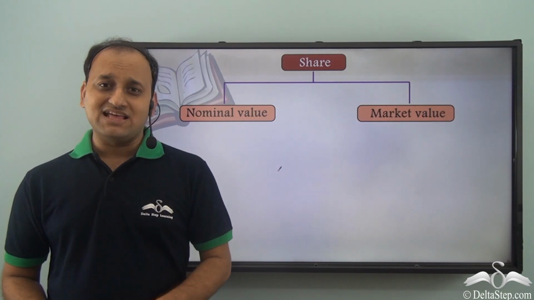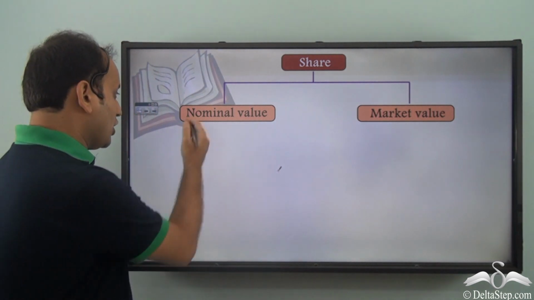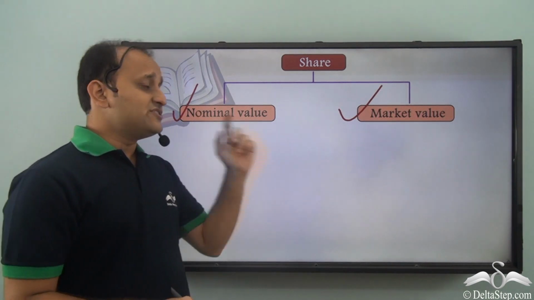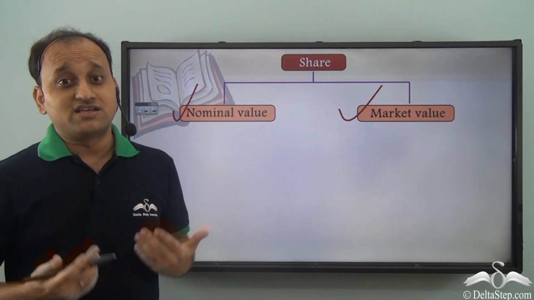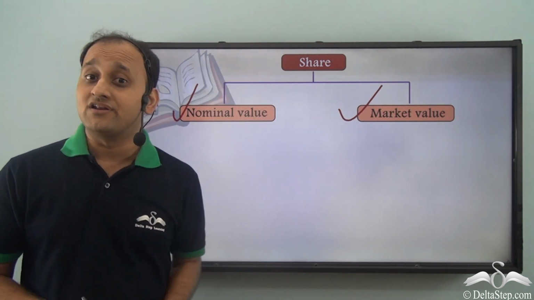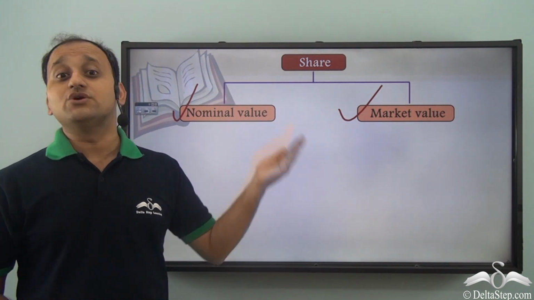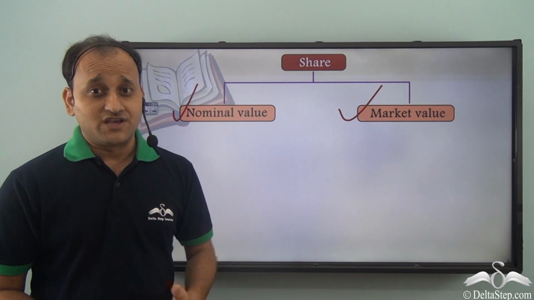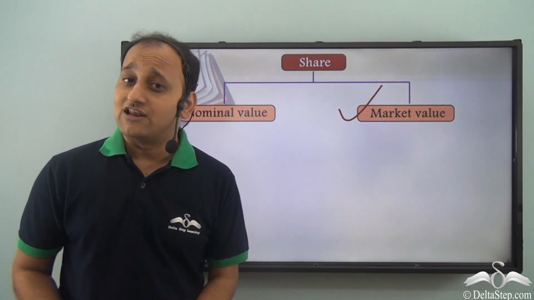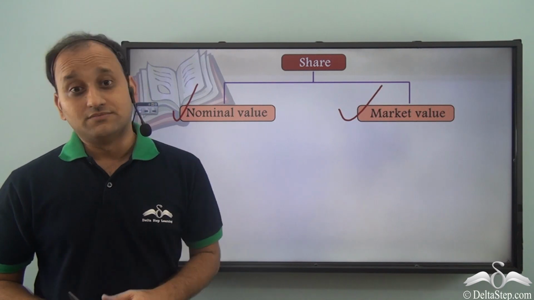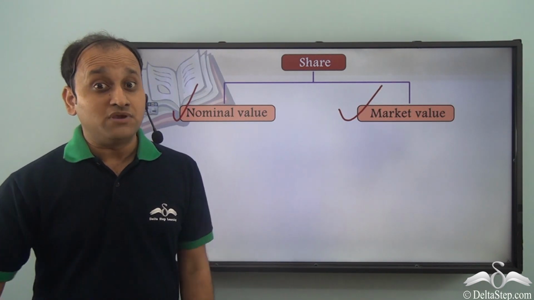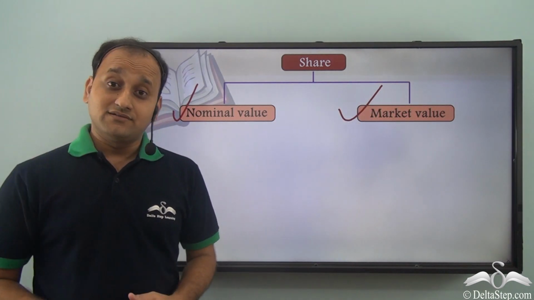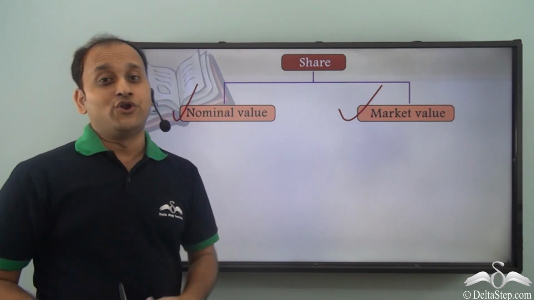We know that a share has two types of values: nominal value and market value. Now, these two values can be the same, or it is possible that market value is greater than nominal value, and it is also possible that market value is lower than nominal value. Now, whenever you face word problems related to nominal values and market values of shares, you will come across some terms, and only if you understand the meaning of those terms will you be able to understand whether market value is higher, lower, or equal to nominal value.